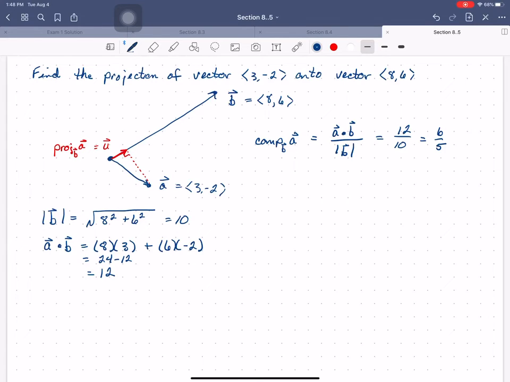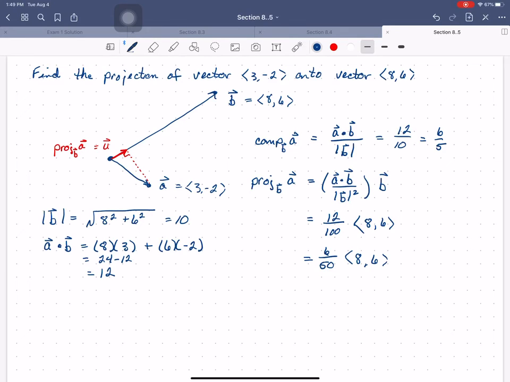But what I really want is the vector notation for A projected onto B, which is given by your A dot B divided by the magnitude of B squared multiplied by vector B. So A dot B is 12, magnitude of B is 10, squared is 100, multiplied by my vector B. Okay, 12/100 reduces to 6 over 50.